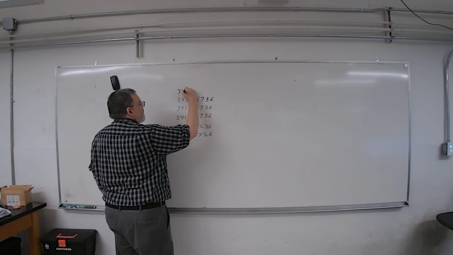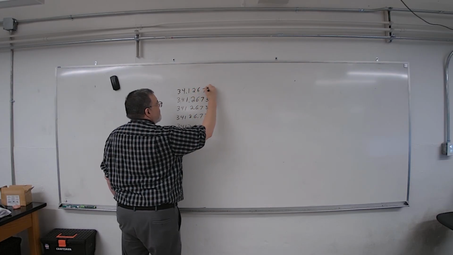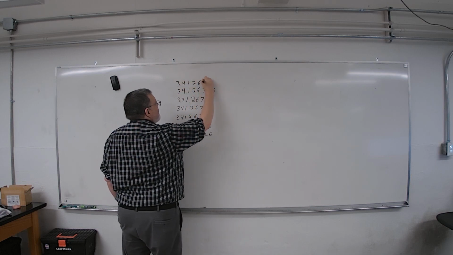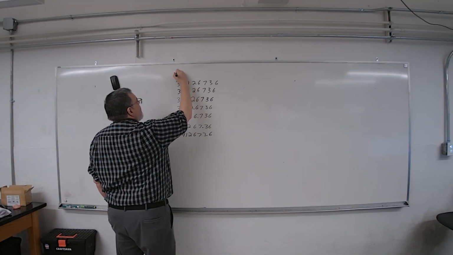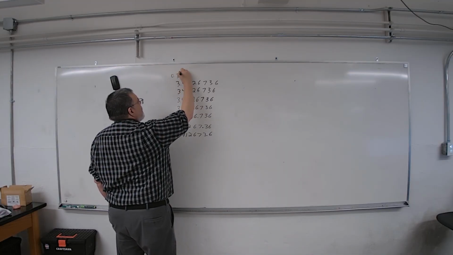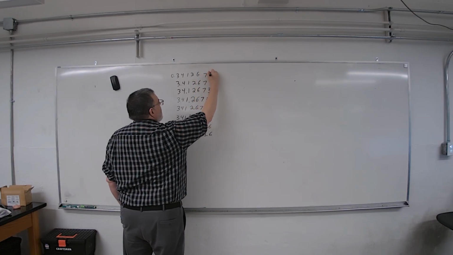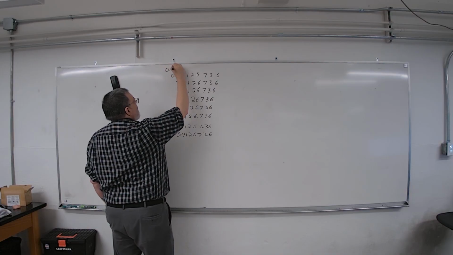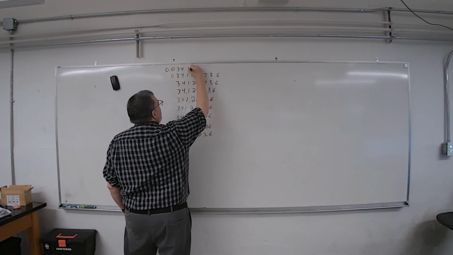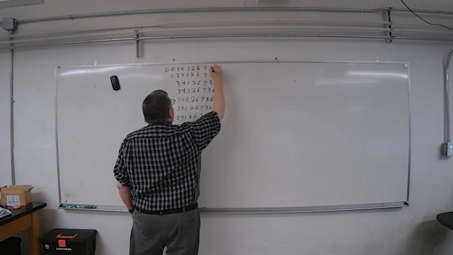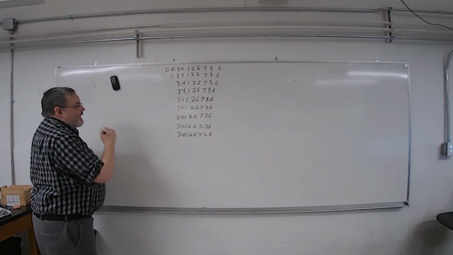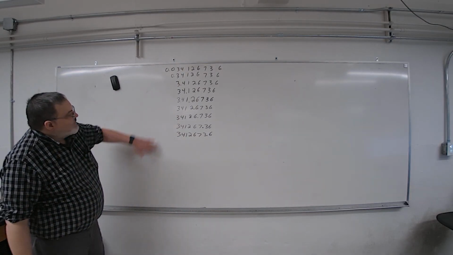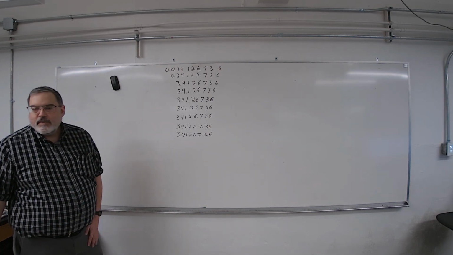This is what I want. Okay, 3, 4, 1, 2, 6, 7. All right. I did purposely do the same digits in the same order. That's why I lined them up like that. Are all of these equal to each other?